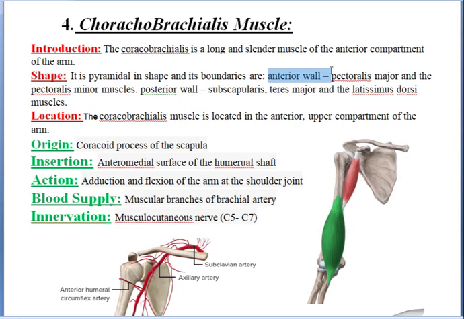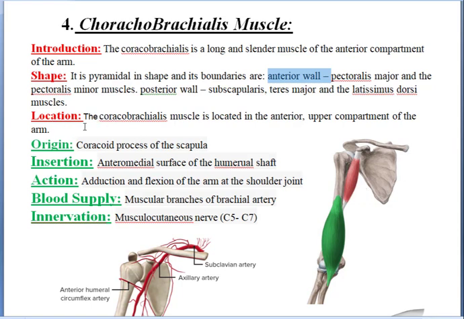In the anterior wall there are the pectoralis major muscle and the pectoralis minor muscle. Here is the pectoralis major and pectoralis minor muscle. So anterior to this muscle there are pectoralis major and pectoralis minor. In the posterior wall of this coracobrachialis muscle there will be the subscapularis muscle, teres major and latissimus dorsi muscle.